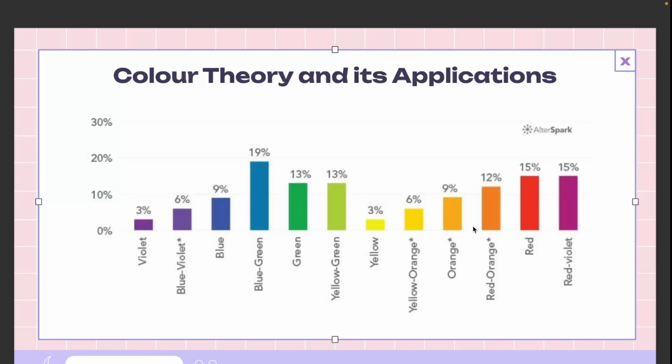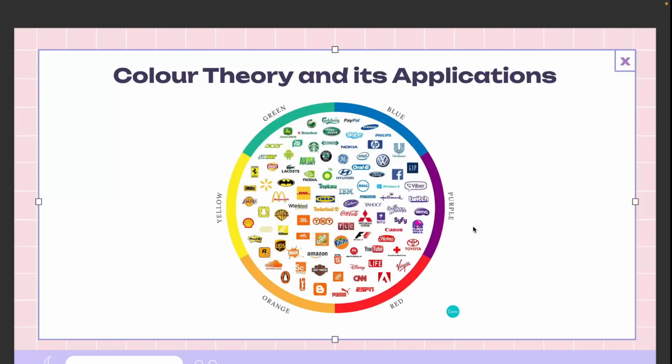See, look at this part. A majority of the companies will choose blue or green, and they might even choose red or orange, red violet. So these are the percentages of the websites and products that have chosen each color. And now come to this. This might look very familiar to you. These are different brands. If you notice it, you will be so surprised, because most of it has come under these colors.